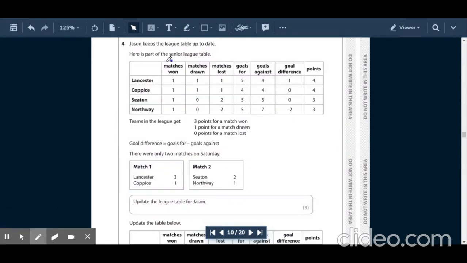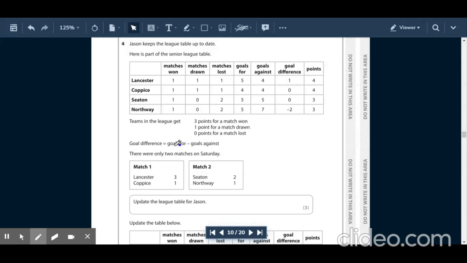Right, so next question, Jason is updating the league table. So here's the league table before. It tells us information about how many points you get if you win, draw, or lose. It says goal difference is equal to goals for, takeaway goals against. And there was 2 matches. So we're going to use this information to update the table. For your actual question, you were asked to update the table down here. I'm just going to work on it up here. I'm going to cross out the old numbers and show you what they've changed to. On the actual exam, you'd have to just copy it into the table down here.